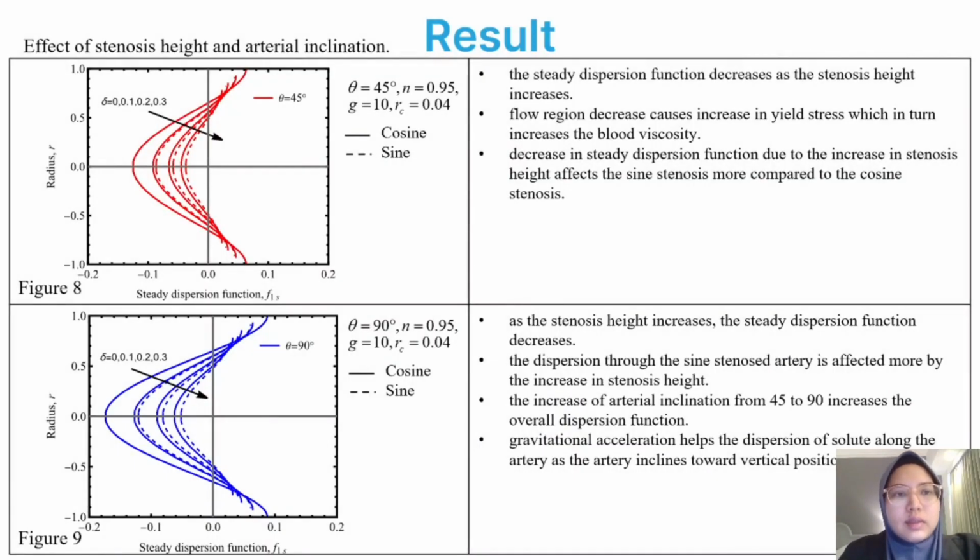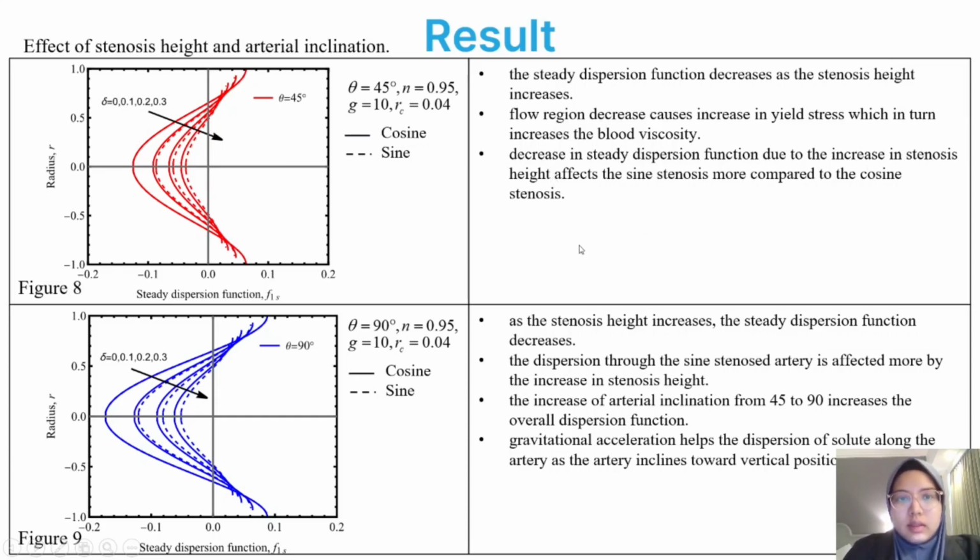And last, the effect of stenosis height and the arterial inclination on the steady dispersion function. We can see here in figure 8 that as the stenosis height increases, the steady dispersion function decreases. The flow region decrease causes an increase in yield stress, which in turn increases the blood viscosity. So when the blood is viscous, solutes cannot flow smoothly within the blood medium. And the decrease in dispersion function due to the increase in stenosis height affects the sine stenosis more compared to the cosine stenosis.